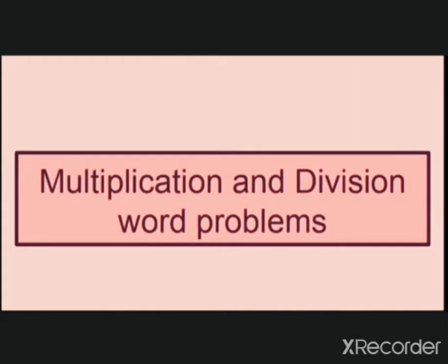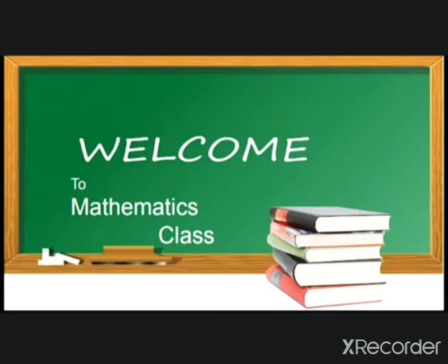Today we are studying multiplication and division word problems. Today's class objective is that after this class you will feel no difficulty in solving word problems relating to multiplication and division.